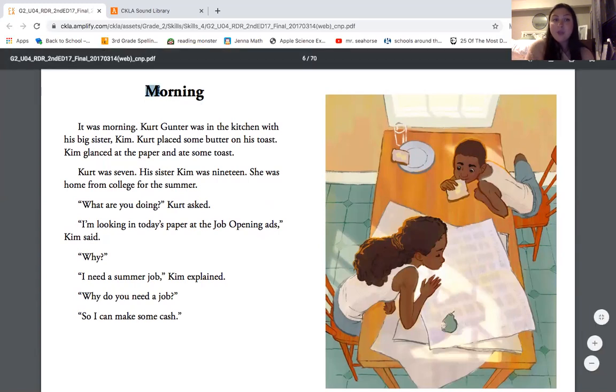Here we go. Morning. It was morning. Kurt Gunter was in the kitchen with his big sister Kim. Kurt placed some butter on his toast. Kim glanced at the papers and ate some toast. Kurt was 7. His sister Kim was 19. She was home from college for the summer.